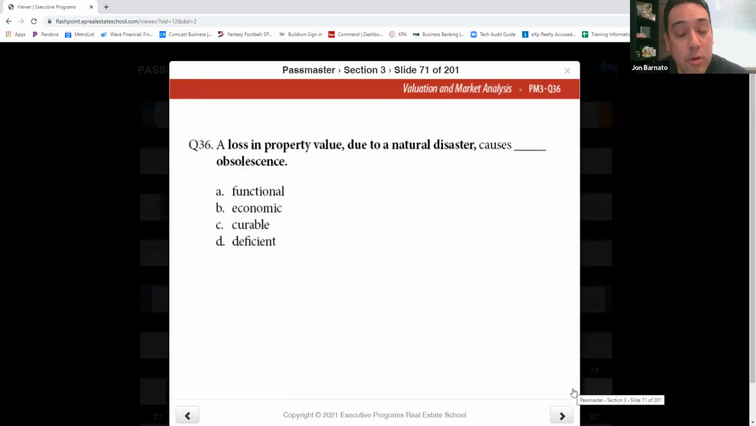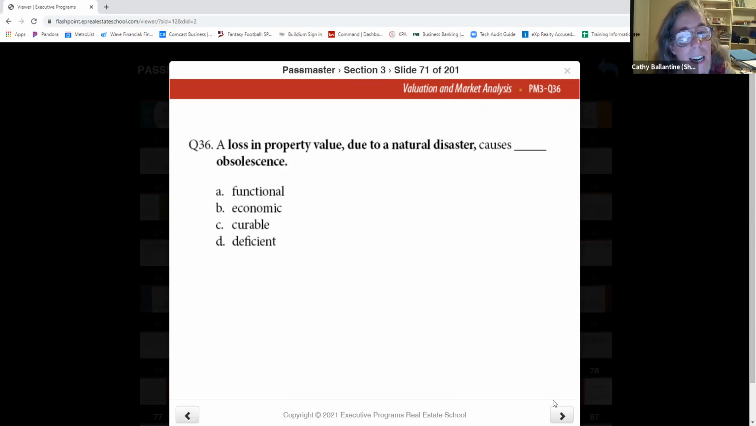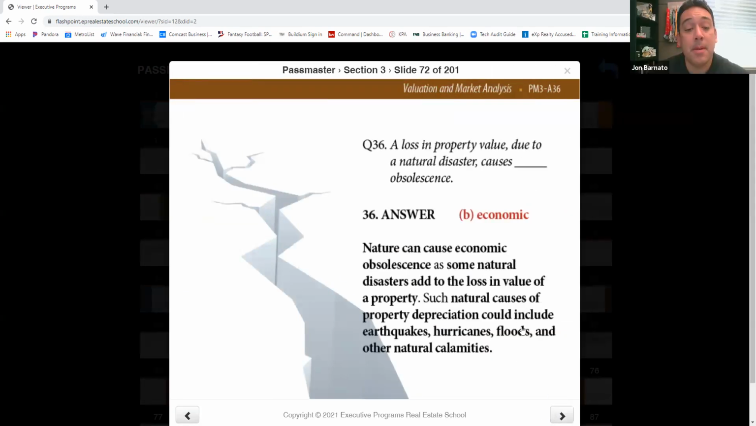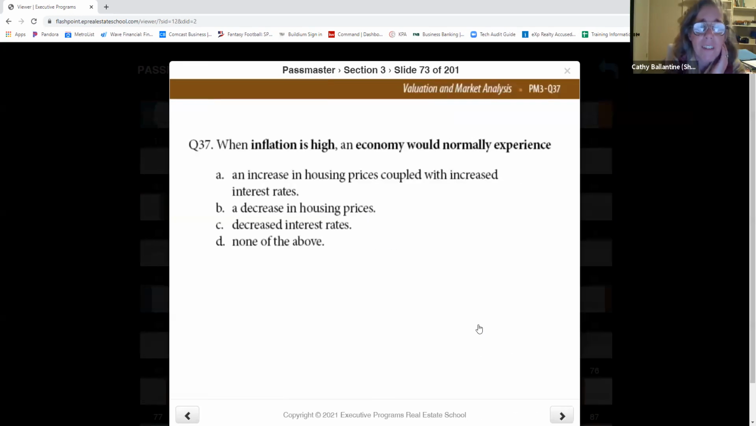A loss of property value due to a natural disaster causes what? That would be functional. No, economic, because it's outside the property. I should have gone with that.